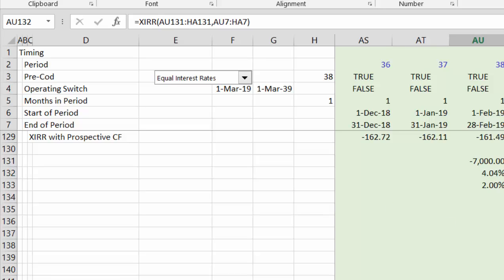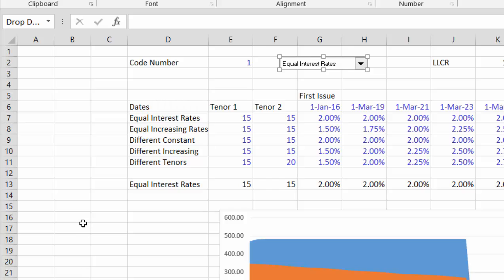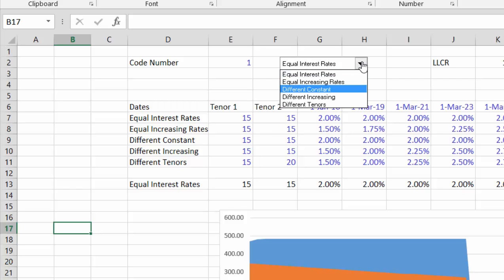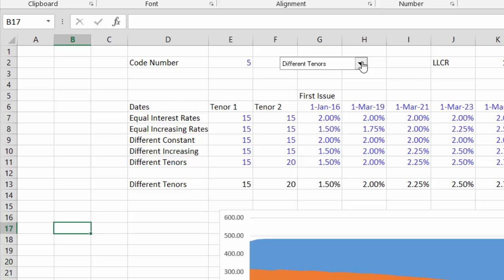Go to the first. Uh-oh. Why? We changed the interest rates. This really sucks. Okay, finally, I changed the debt tenors. I think I didn't use the right length of the debt, but whatever.